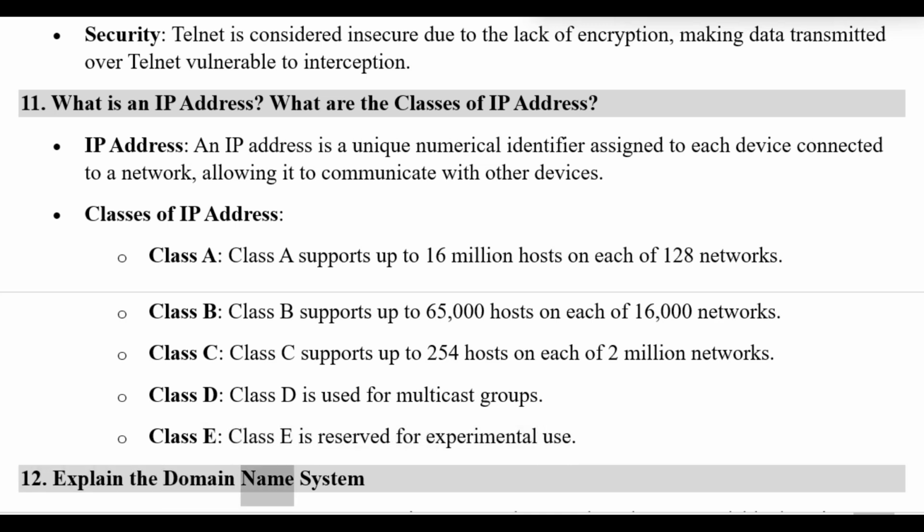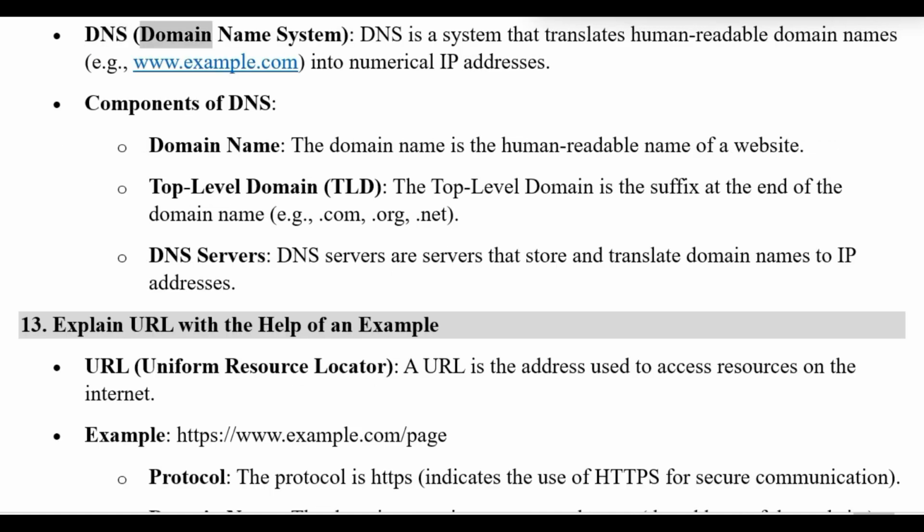12. Explain the domain name system. DNS. Domain name system. DNS is a system that translates human-readable domain names, e.g., www.example.com, into numerical IP addresses. Components of DNS. Domain name. The domain name is the human-readable name of a website. Top-level domain. TLD. The top-level domain is the suffix at the end of the domain name, e.g., .com, .org, .net. DNS servers. DNS servers are servers that store and translate domain names to IP addresses.